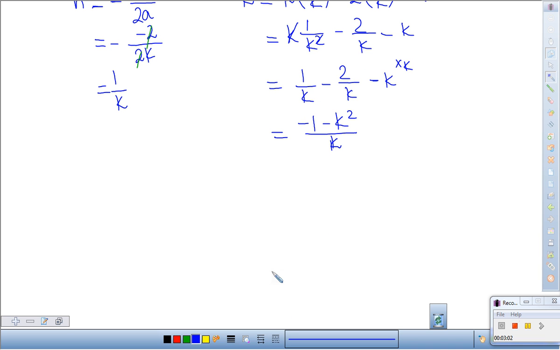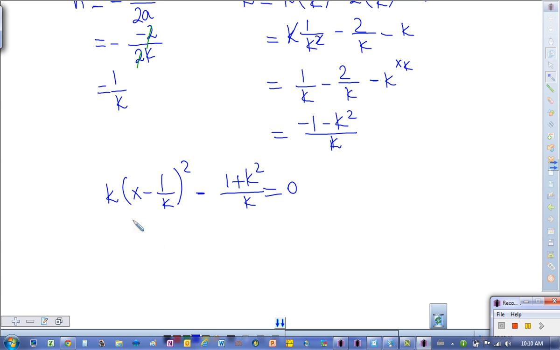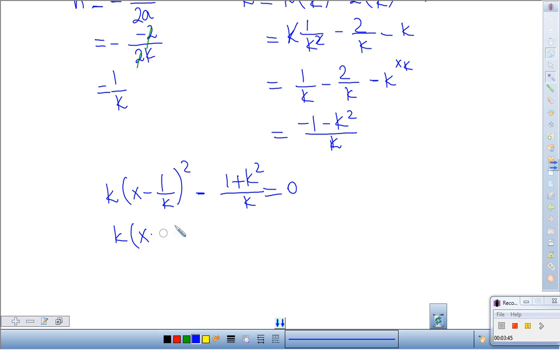Now let's look at what my equation will look like in vertex form. Well, a was k, so k times (x minus 1 over k) squared minus, and we can really pull this minus in front, (1 plus k squared) over k equals 0. Well, we did learn that we have to move the k to the other side and isolate the squared term. So we have k times (x minus 1 over k) squared equals (1 plus k squared) over k.